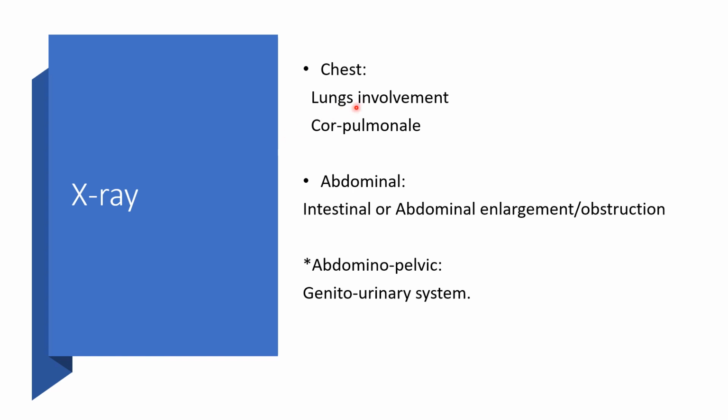X-ray will be necessary when there's lung involvement or pulmonary schistosomiasis, or it is bad enough to have caused trouble with the heart, called cor pulmonale. In this case we have chest X-ray done. We will need abdominal X-ray when there's intestinal or abdominal enlargement, or we are down with obstruction or stricture. So we want to know, is this small bowel or large bowel obstruction? Then we have abdominopelvic X-ray done when we are faced with genitourinary system involvement.